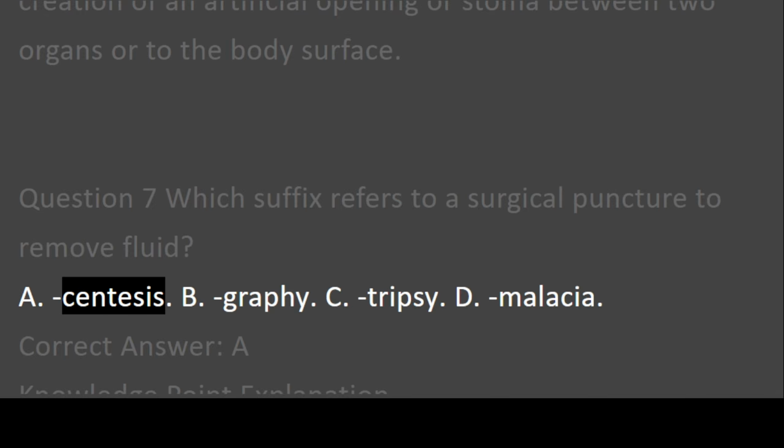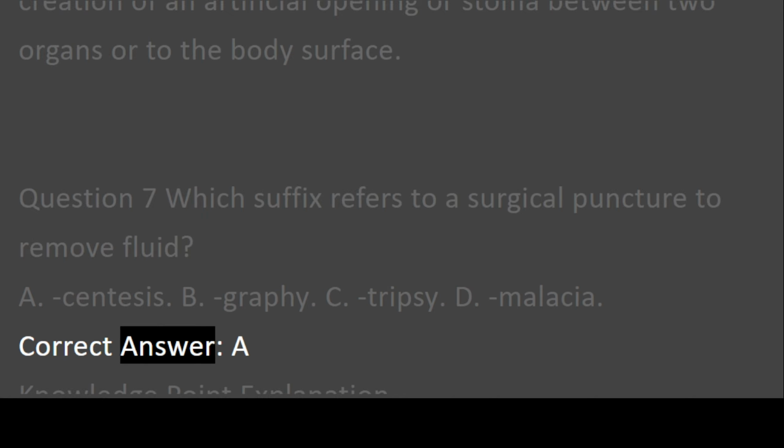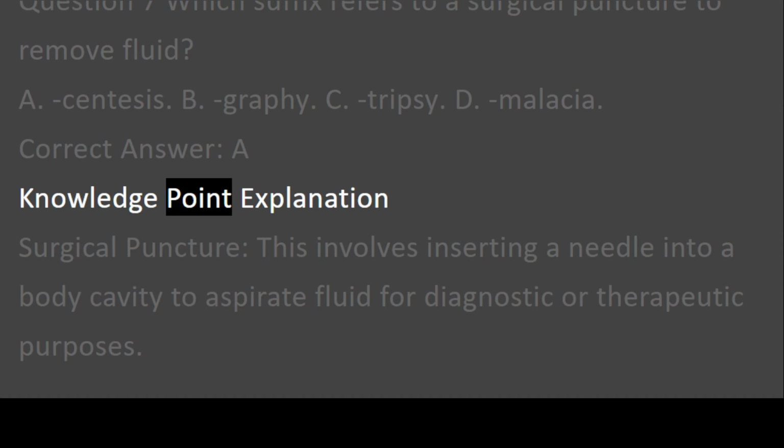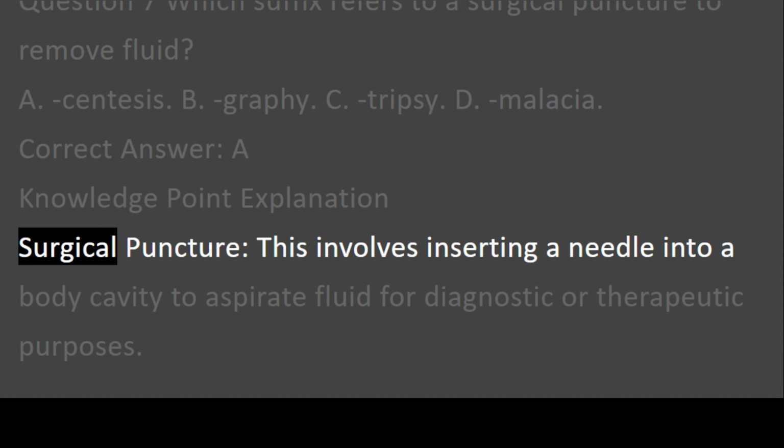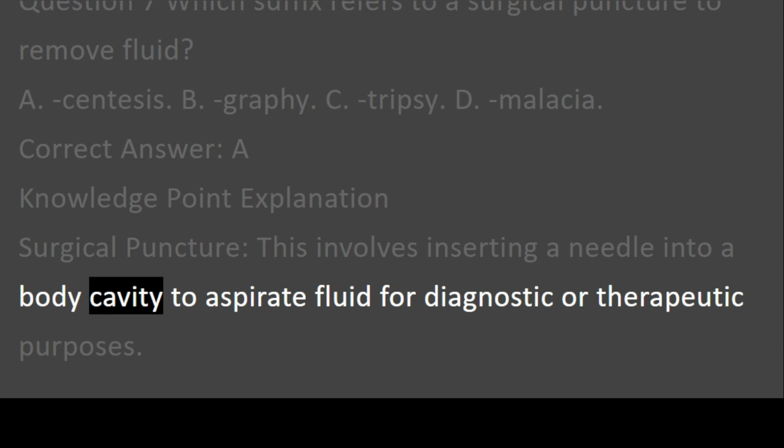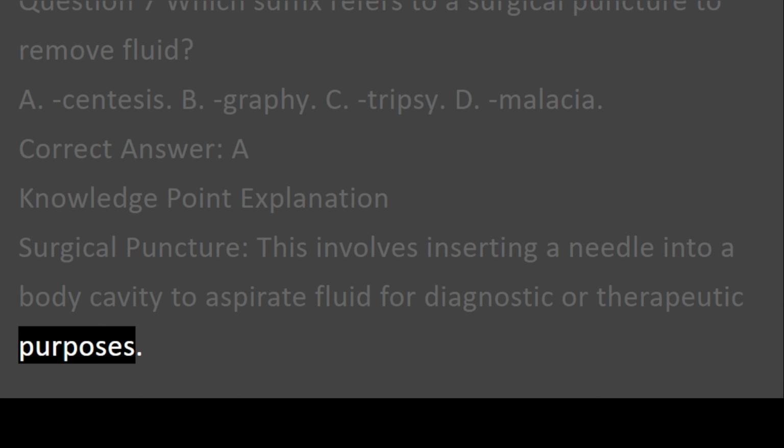A. Centesis. B. Graphy. C. Tripsy. D. Amalacia. Correct answer, A. Knowledge point explanation. Surgical puncture. This involves inserting a needle into a body cavity to aspirate fluid for diagnostic or therapeutic purposes.